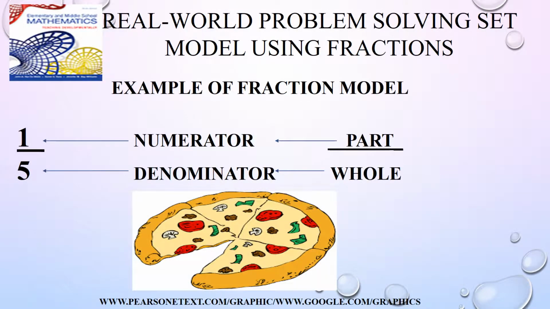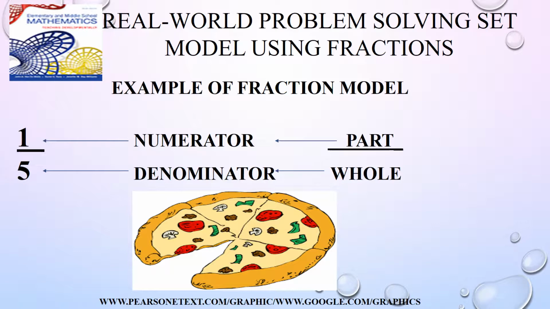Now here's an example of the fraction model. We have the actual fraction itself, the numeral, and we have this 1 over 5, or we can say 1/5. The 1 here represents the numerator, which is the part, and if you look at the pizza, that will be the part that is missing. And then you have the denominator, which is the 5th or 5, and that's the whole. So even though the numerator shows that there's a part missing, it still lets us know that there were 5 parts to the whole, but only now 1 part is missing.